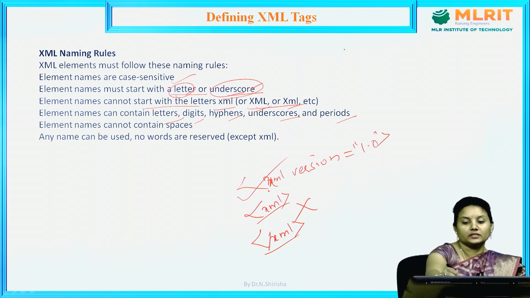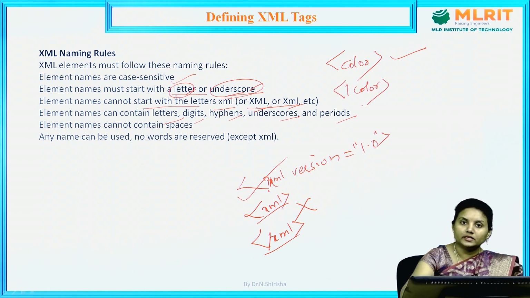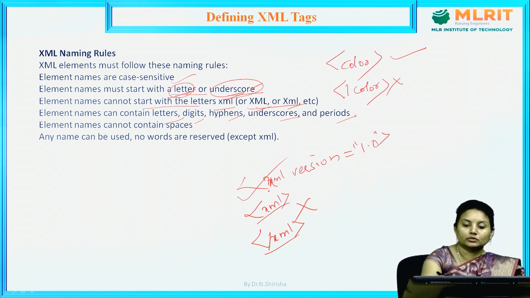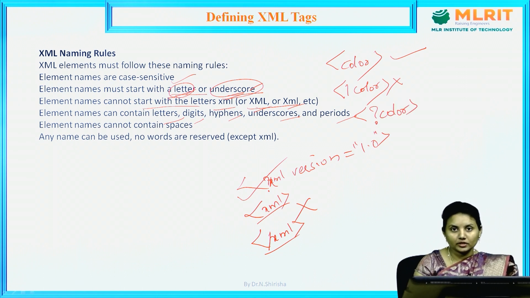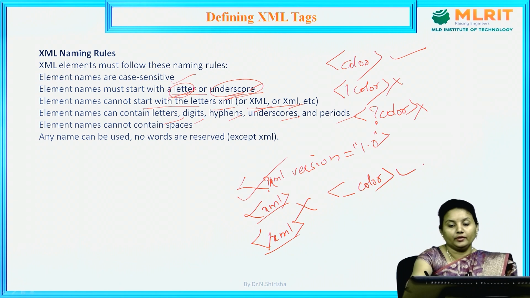Suppose I am writing color. Is it valid or invalid? Valid. If I am giving a number first, valid or invalid? Invalid. So it should start with a letter or underscore. Suppose I am giving this as a tag, valid or invalid? Wrong. Suppose I am giving an underscore first, valid or invalid? Right, because it can start with an underscore. So these are the rules that you have to follow for defining an XML element.